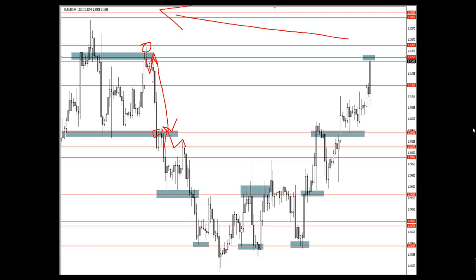So the first question is, what's the minimum time frame I use for Fibonacci? My minimum time frame is 1 hour, and I use it on the 1 hour and 4 hour time frame.